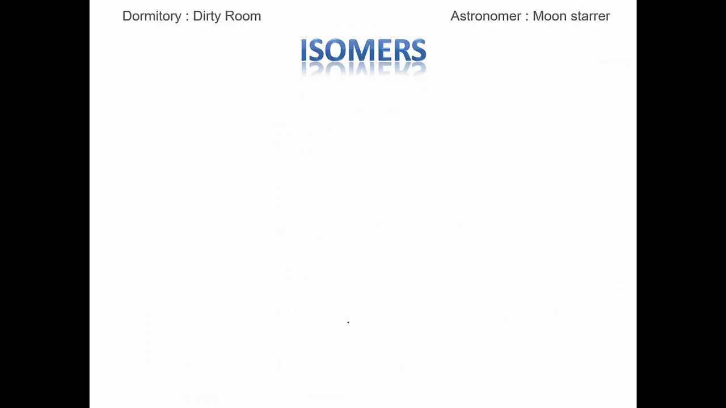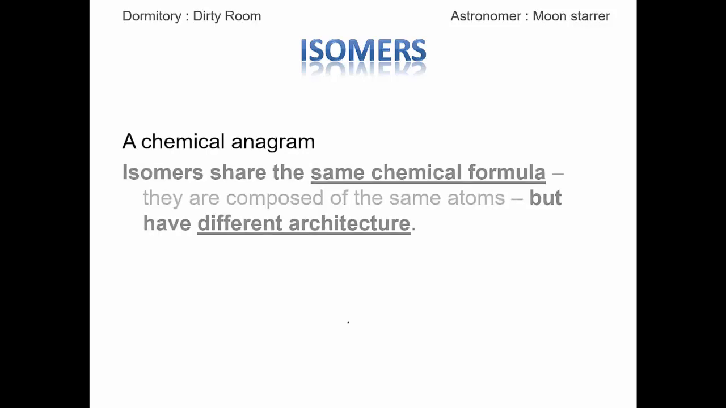Okay, now here's another concept. When you take an English word like dormitory and you switch the letters around, you get another word or words like dirty room, or astronomer can be shuffled around to become moon starer. These are called anagrams. In chemistry, you can take a chemical formula and do the same basic idea. So an isomer, which literally means same structure, is simply a chemical anagram.